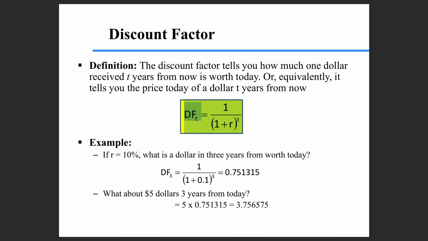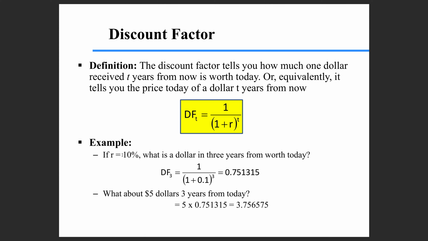Let's consider another example. Suppose that the interest rate is still 10% and we want to find out the value of $1 received 3 years from now. That is exactly the discount factor 3, and it is equal to 1 over 1.1 to the power 3. The answer is approximately 0.75. Each dollar received in 3 years is worth to me today about 75 cents. I would be willing to pay 75 cents for each dollar that I will receive at time 3.